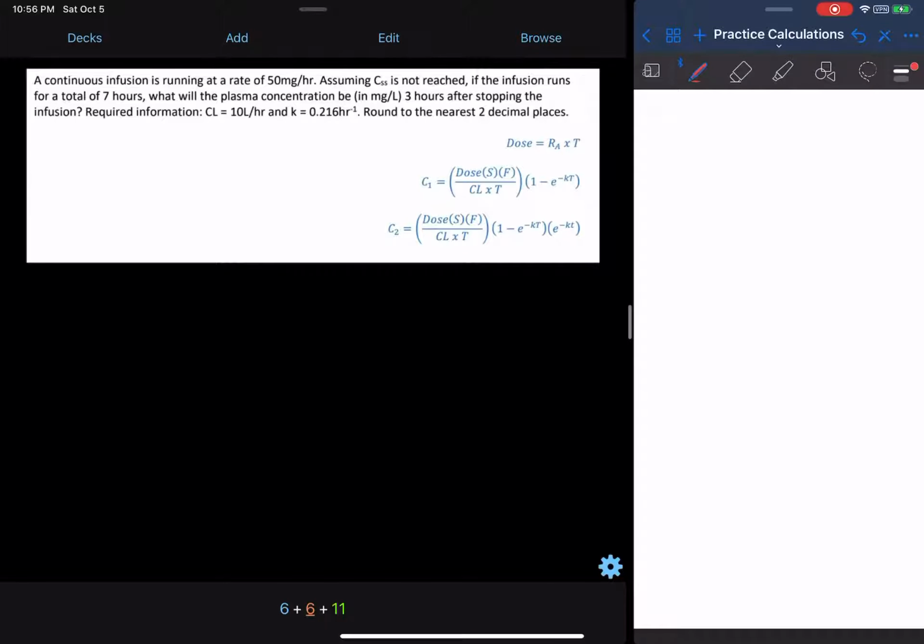Okay, so plug and chug question. I'm going to do this on my calculator to kind of speed things up. So the rate is 50 milligrams per hour. Multiply that. Steady state was not reached. Runs for 7 hours, so we got the dose is 350.